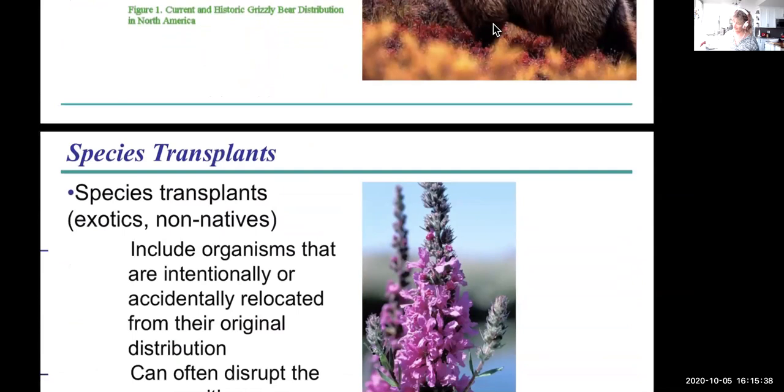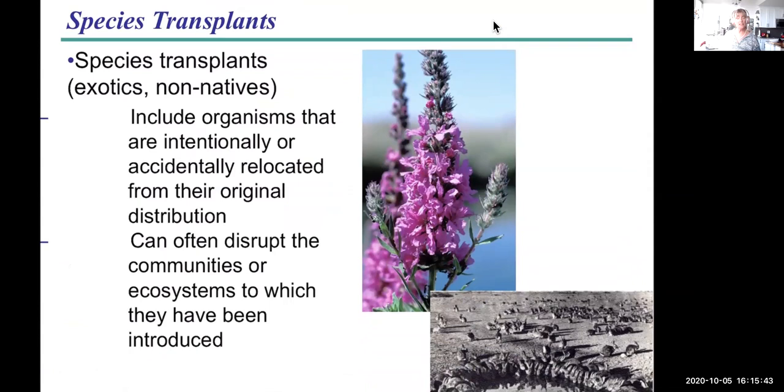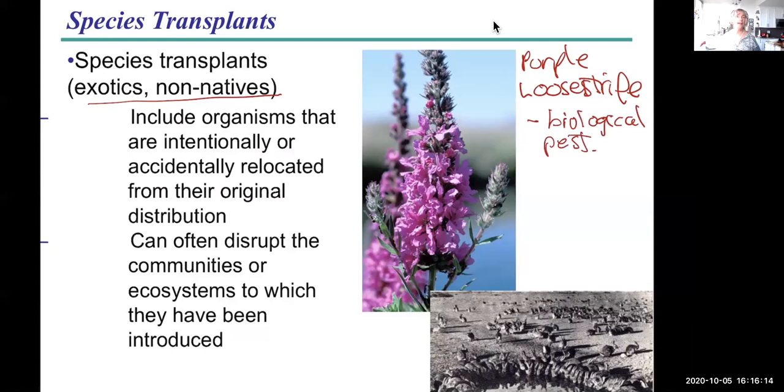Loads of species transplant, so that's much of our concern nowadays. Exotics are non-natives. So around here, you'll find this organism. This is called purple loosestrife. And that was introduced into North America. It's very common now. We've tried to get rid of it. So a researcher at UBC came up with a biological pest to try and get rid of it. I think it was about 10% successful. If you just pull it out of the ground, the seeds disperse. So they're difficult to get rid of.